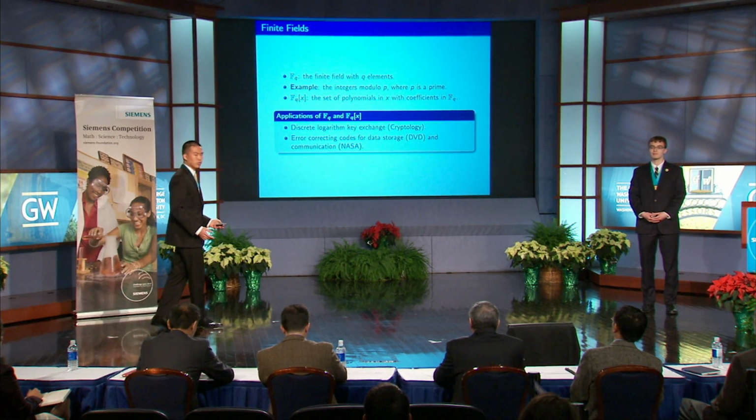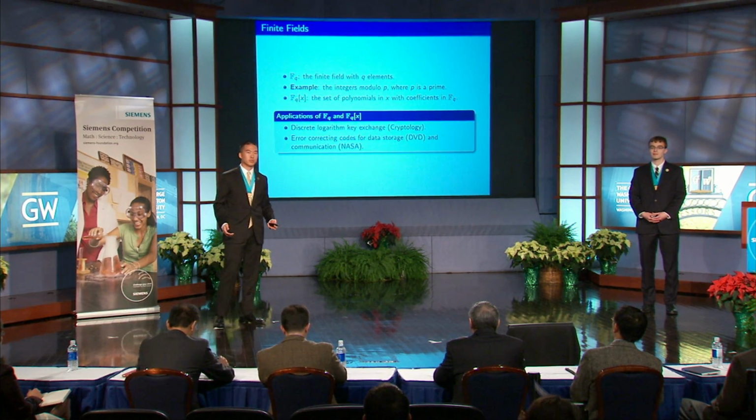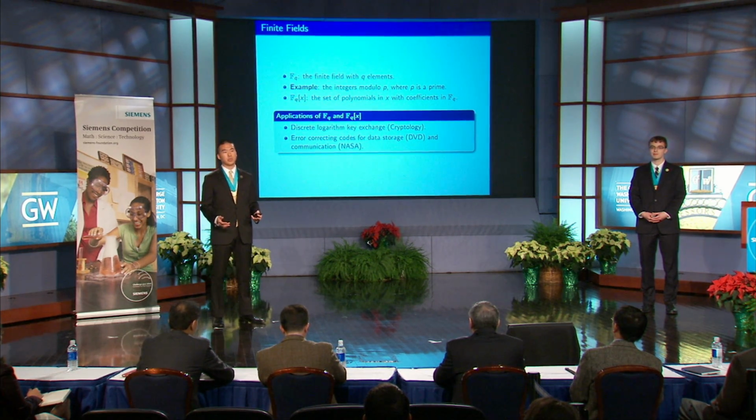In our research, we focused on discriminants of polynomials with coefficients in Fq, the finite field with q elements. An example of such a finite field is the integers mod p, where p is a prime number. Throughout this presentation, we'll use the symbol Fq[x] to denote the set of polynomials with coefficients in Fq.